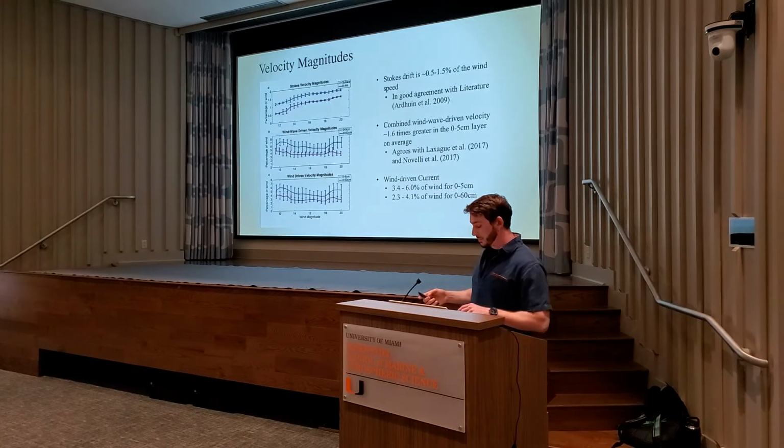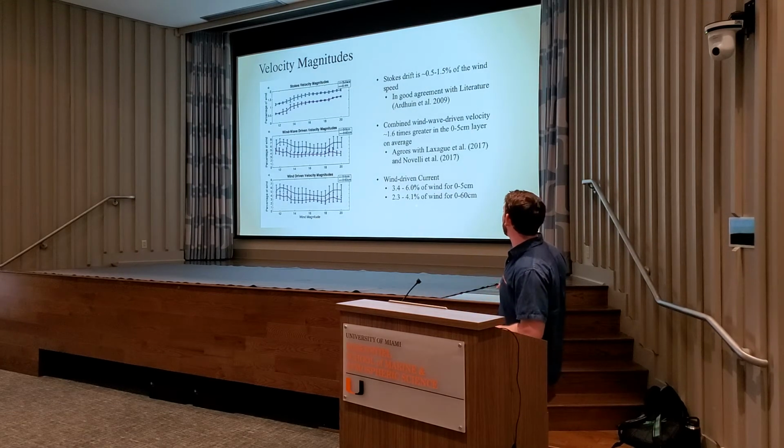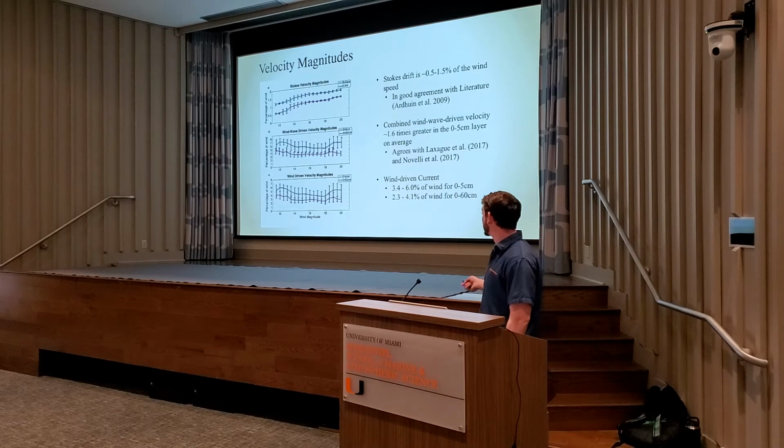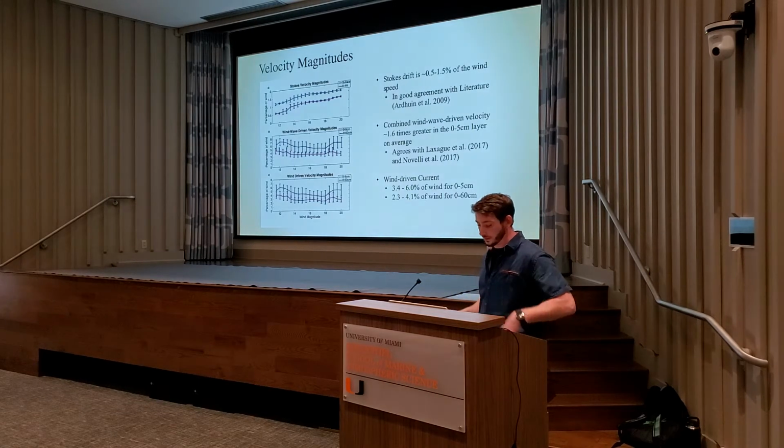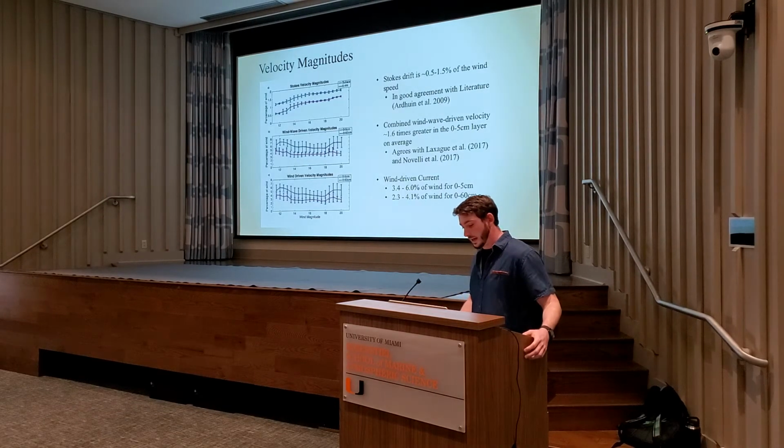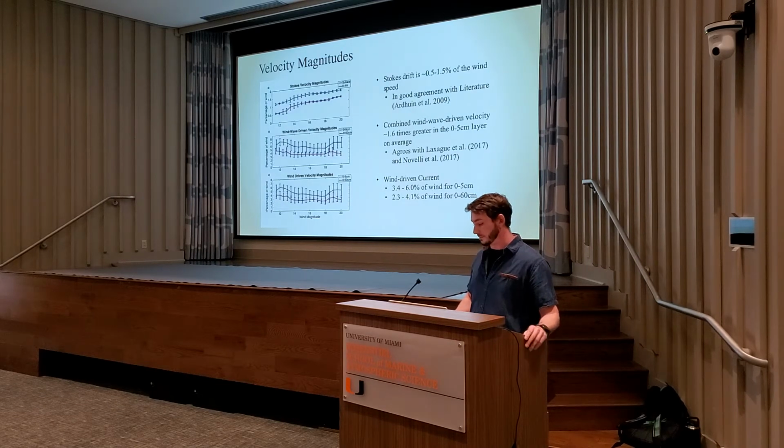And our wind driven current, we see, shows a lot of vertical shear, with the top 5 centimeters traveling 3.4 to 6% of the wind over various wind bins, and the 0 to 60 centimeter layer traveling 2.3 to 4.1% of the wind.